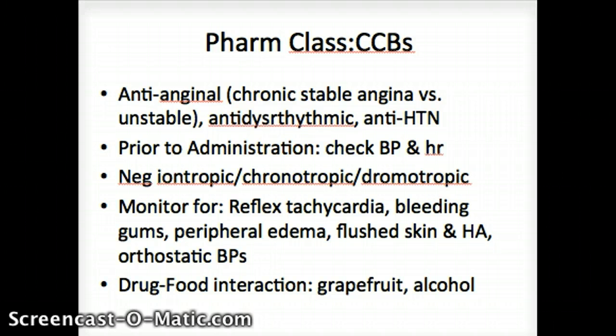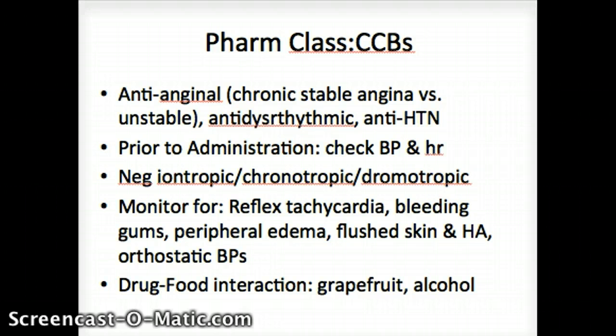So how can we know if this drug is effective? Well, we're going to see a decrease. And again, it depends on the reason why this patient is taking the CCB. If they're taking it as an anti-anginal, then we should see a decrease in the frequency and number of anginal attacks. We should also see a decreased need for nitrate therapy, because remember that's like their rescue. We should see some increased activity tolerance.